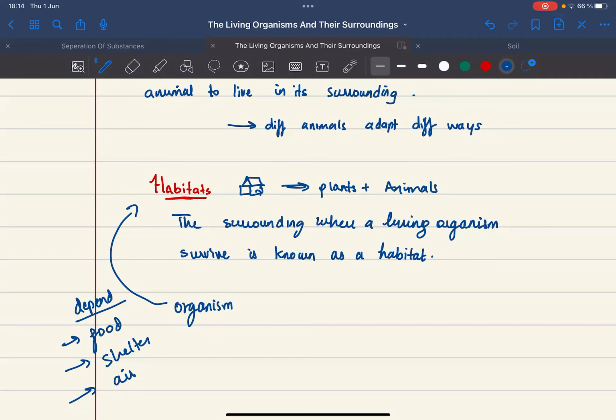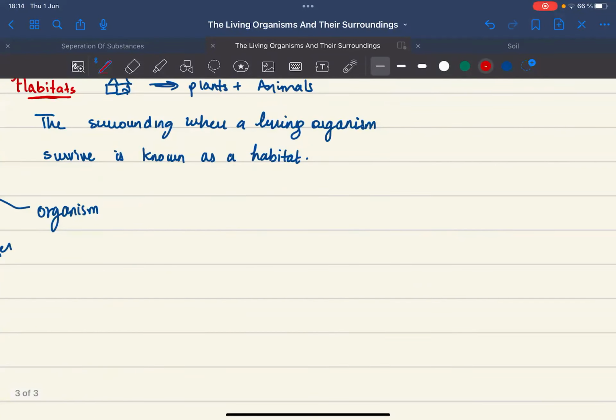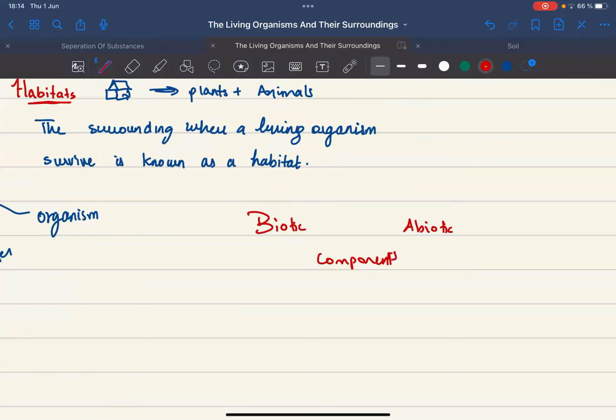Now we're going to see something called the biotic and abiotic components. So what is the meaning of biotic and abiotic? Ma'am, I think bio means earth. Okay, anybody else? Ma'am, I think biotic is related to earth. Okay, anybody else? Anybody else can just answer.